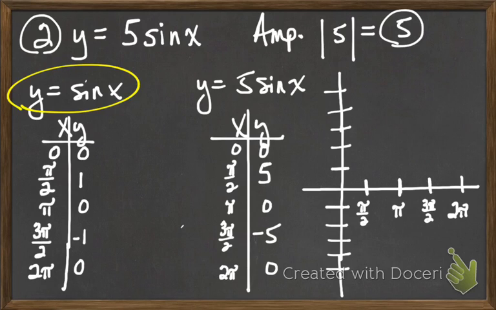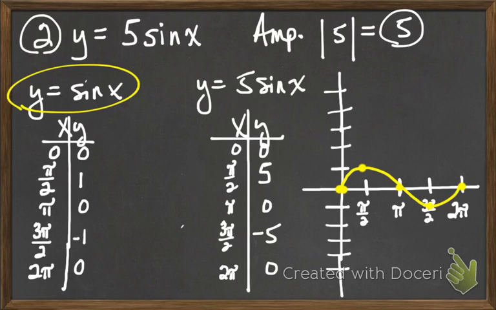So when we're at 0 radians, when our x is 0, our y is 0. So that would be a point right there. At pi over 2, when I go to the right pi over 2, I go up to 1. At pi, my y value is 0. At 3 pi over 2, my y value is negative 1. And at 2 pi, my y value is 0. So if I connect those points, I have just a little piece of the sine graph.